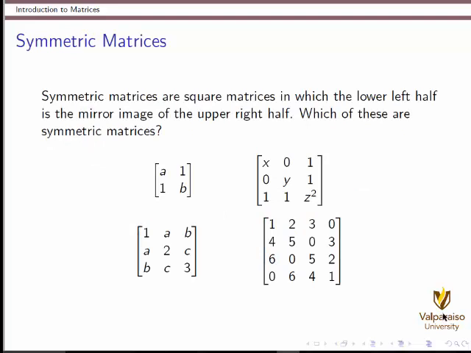Symmetric matrices. Matrices that are mirror images across the diagonal from the upper left to the lower right. One of these is not a symmetric matrix. Which one is it? It's the one in the lower right-hand corner.